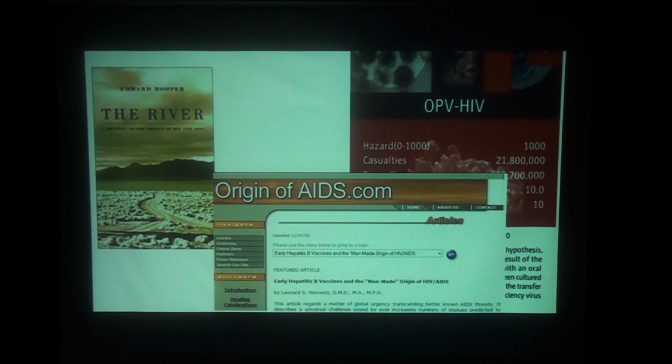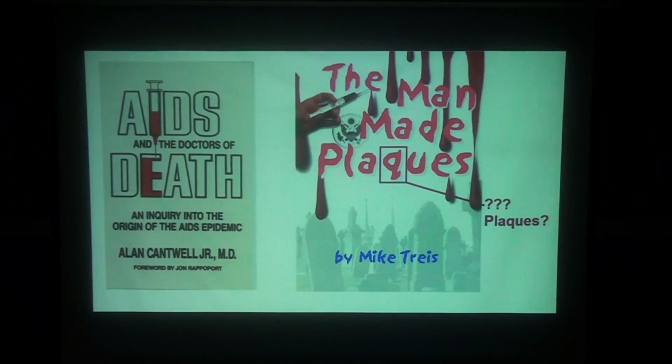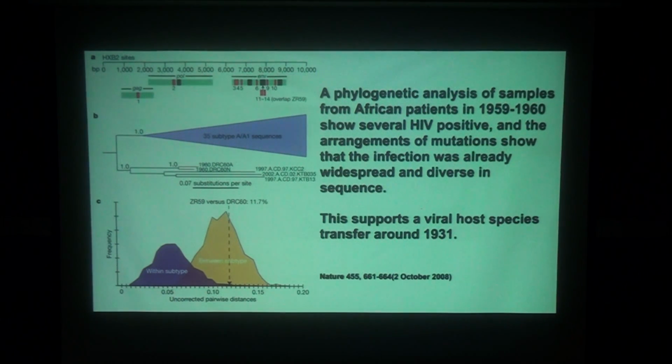The OPV hypothesis, advanced by BBC correspondent Edward Hooper and documented in his book The River, suggests that an SIV-contaminated chimpanzee culture was used to prepare the oral polio vaccine given in the late 50s and early 60s. His theory, which was effective at selling his book and ignited the imagination of conspiracy theorists, proposed that this SIV-contaminated vaccine culture humanized the simian virus. But as the evidence shows, HIV had emerged in its modern form prior to the polio vaccine era.